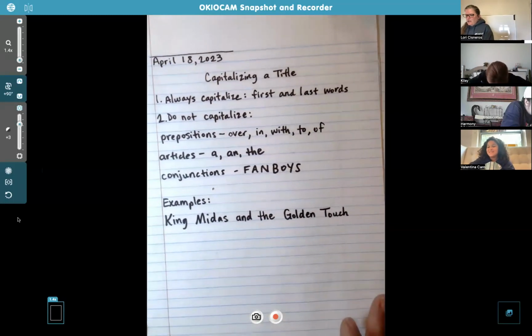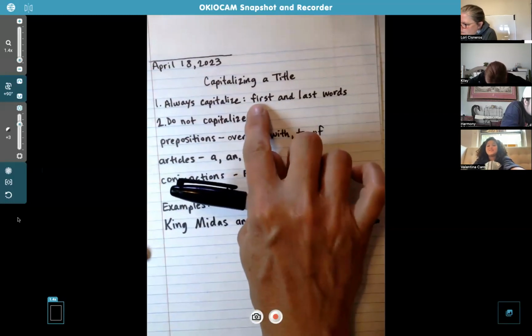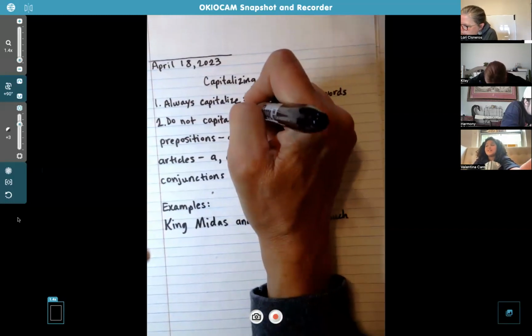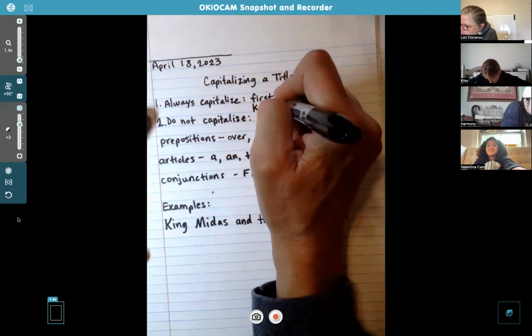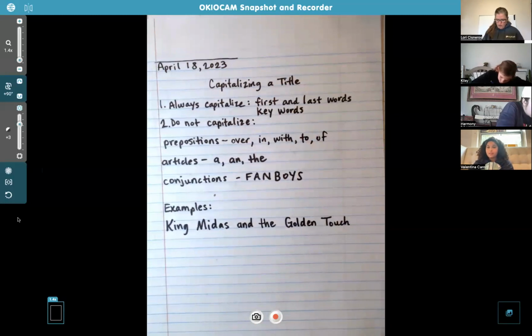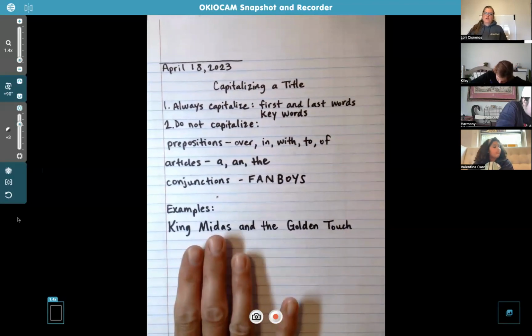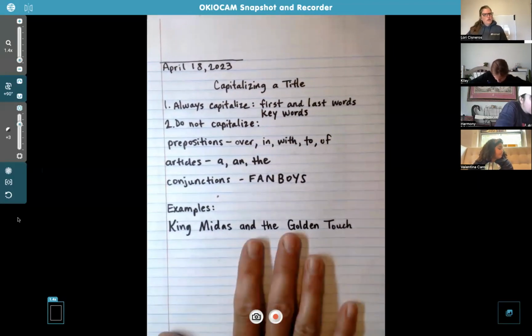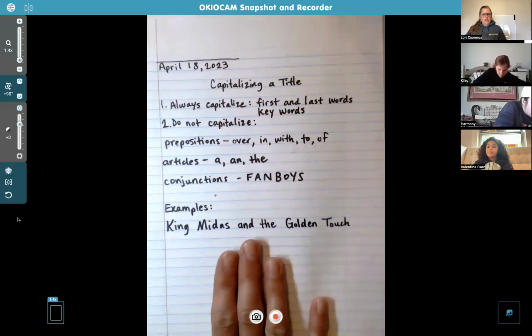In fact, let's add that to our rule way up here under first and last words. Let's add keywords there. You know what those are. So like names or important words to know for the story, like golden. That's an important word. You got to know that word in order to understand the story. And you can come up with other examples later. I'm just going to leave that one example right there. But there you go. Those are the rules of capitalizing a title of a story.